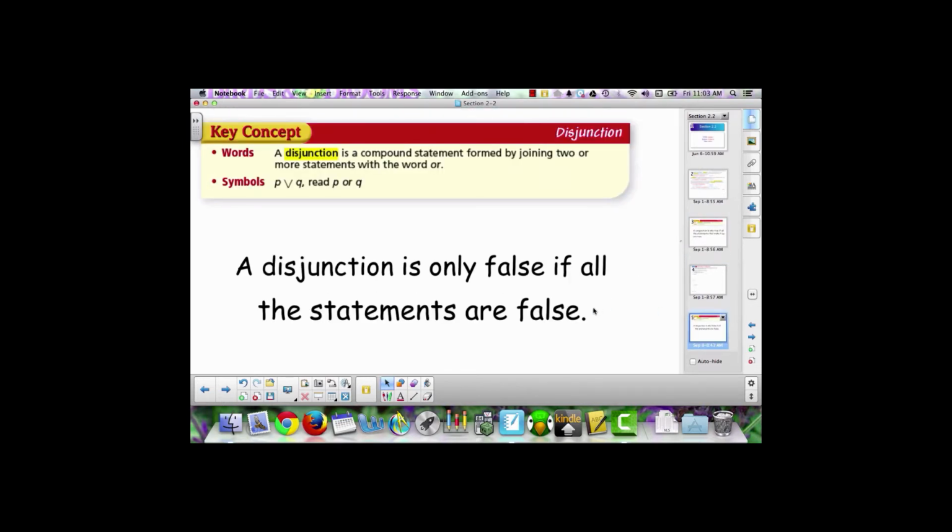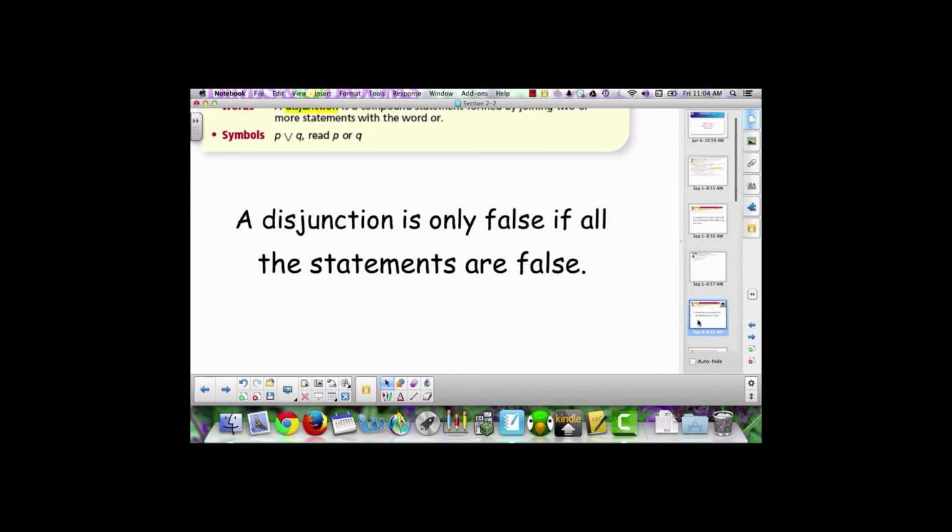Another type of compound statement is called a disjunction. A disjunction is a compound statement that joins two or more statements with the word or. We can show that with the word or between our statements or a down caret symbol that also means or. This is very, very important. A disjunction is only false if all of the statements are false. Therefore, if some of the statements are true, a disjunction is still true.